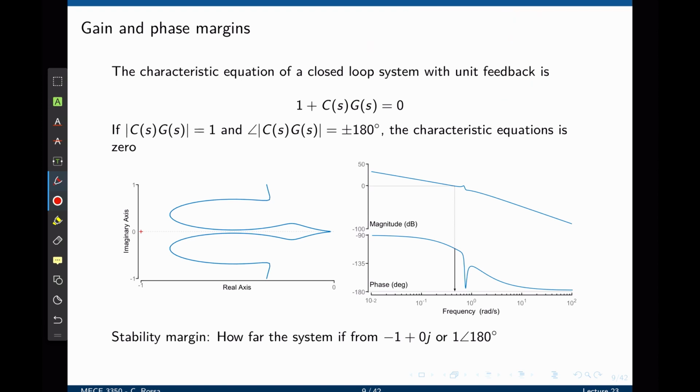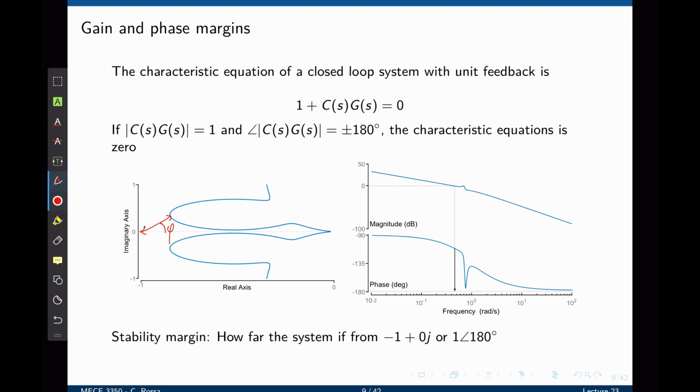On the Nyquist plot, this combination is very clear and is very easy to see. This is nothing else than the negative 1 on the Nyquist plot. The stability margin is basically a measure of how far the function is from that specific point. In this case, this distance would be the gain margin, this angle would be the phase margin. Where is that on the Bode plot?